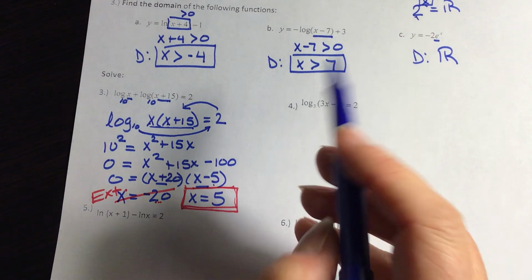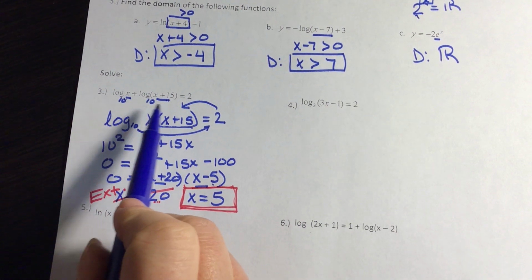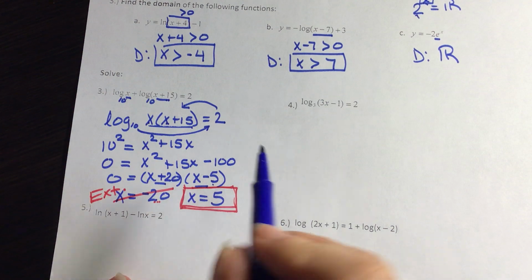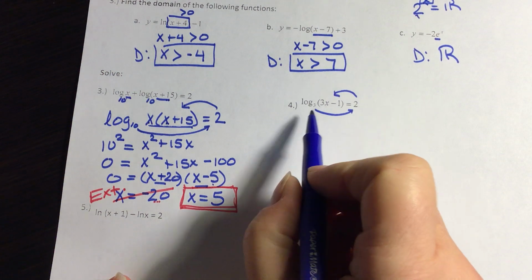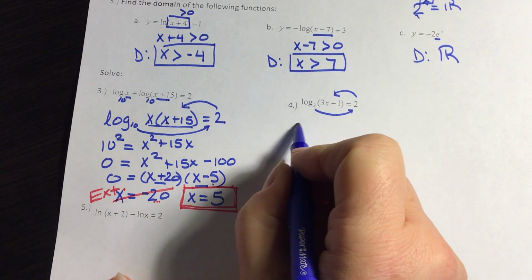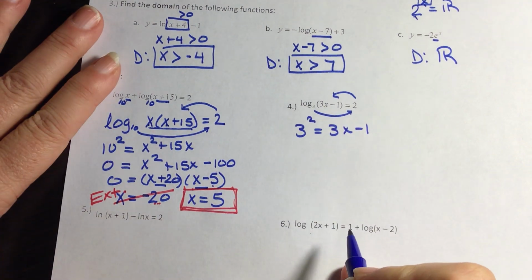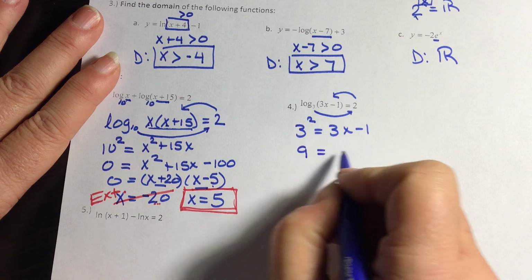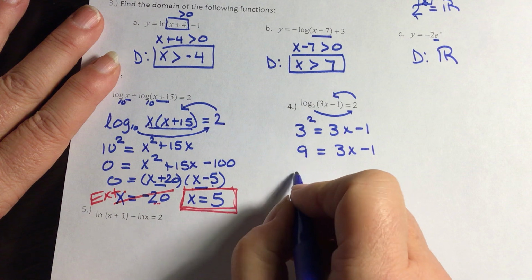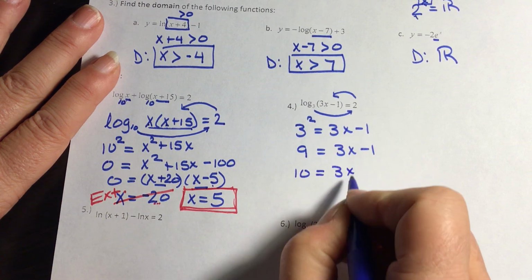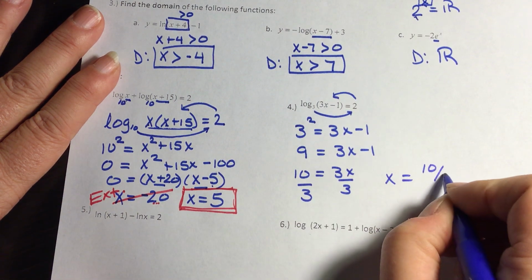In number 4, on this side I have a single logarithm, so I don't have to put them together like I did in the previous problem. So I can just go ahead and write my exponential sentence. So this is telling me I have 3 to the second power equals 3x minus 1. 3 to the second power is 9. That equals 3x minus 1. If I add 1 to both sides, 10 is 3x. And if I divide by 3, x is 10/3.